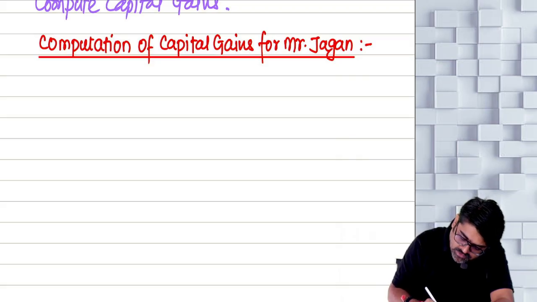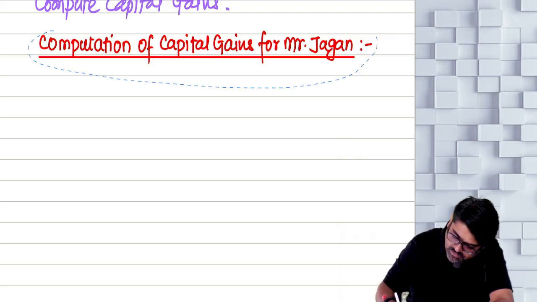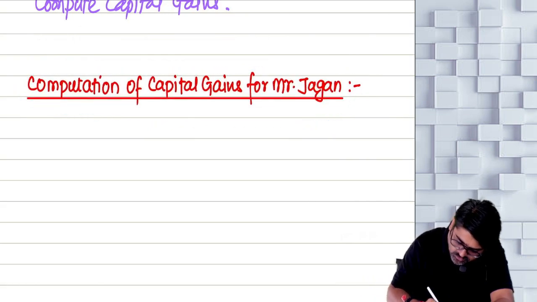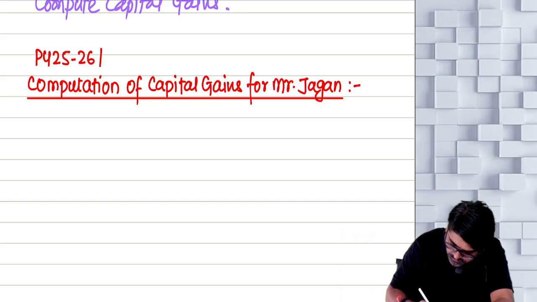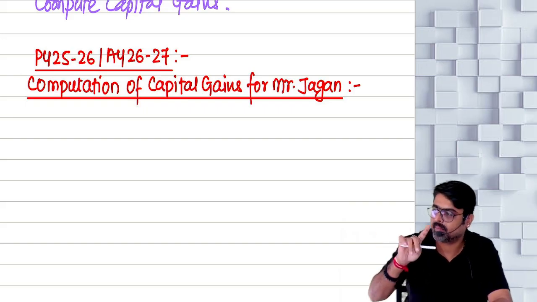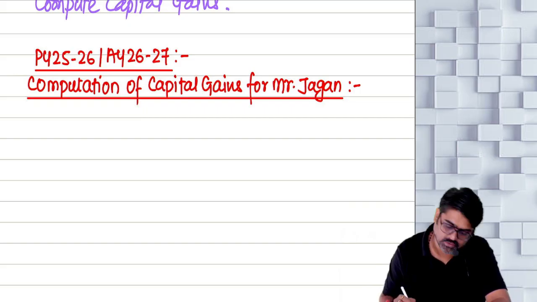for which previous year? 25-26, assessment year 26-27. So, previous year 25-26, assessment year 26-27. So, in the assessment year 26-27, we are calculating the capital gain for 25-26.